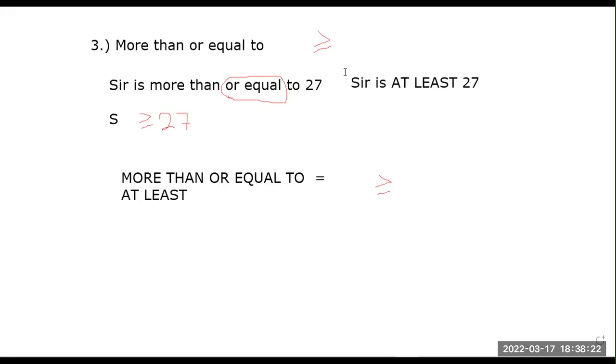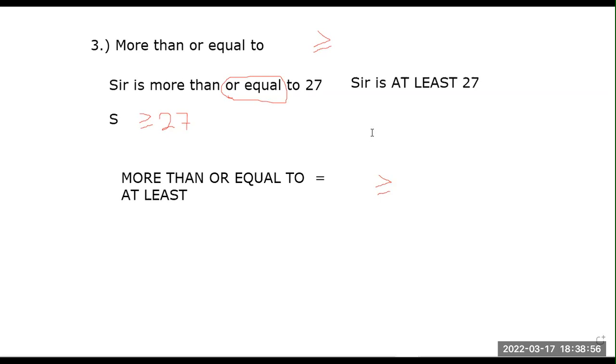Right, guys? I gave you a minute there to understand what we were talking about. So this is what we were trying to talk about. We have more than or equal to, right? In this case, more than includes the first value you're starting with. In the example I use here, Sir is more than or equal to 27 years. I use S to represent Sir, so we would have S is more than or equal to 27. Now another way you can see the same thing is saying Sir is at least 27.